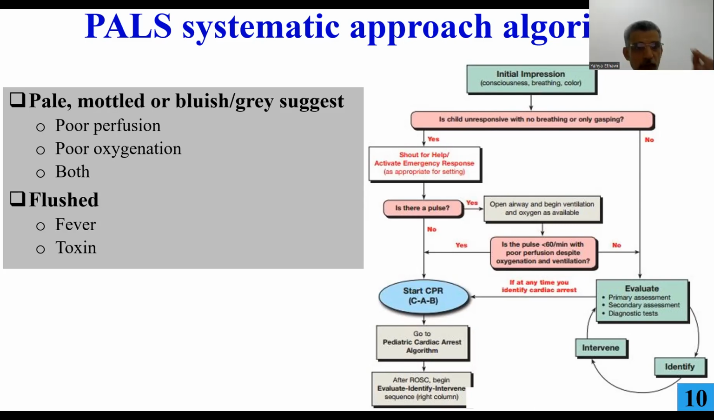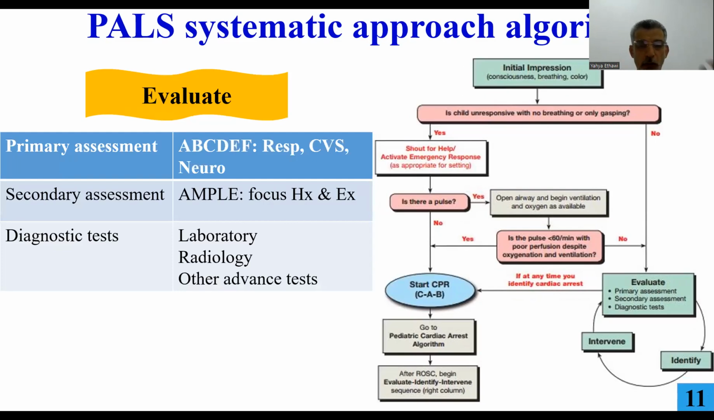Now, for the color, we have pale, mottled, bluish, gray. All of them suggest either poor perfusion, poor flow, poor oxygenation, poor exchange, or both. If we are flushed and we have vasodilatation, then it's either fever or toxin. Now, I think I have to stop here before I go to evaluate. So now I finished the initial evaluation. So now I decide consciousness, I decide breathing or not, and I decide the color.